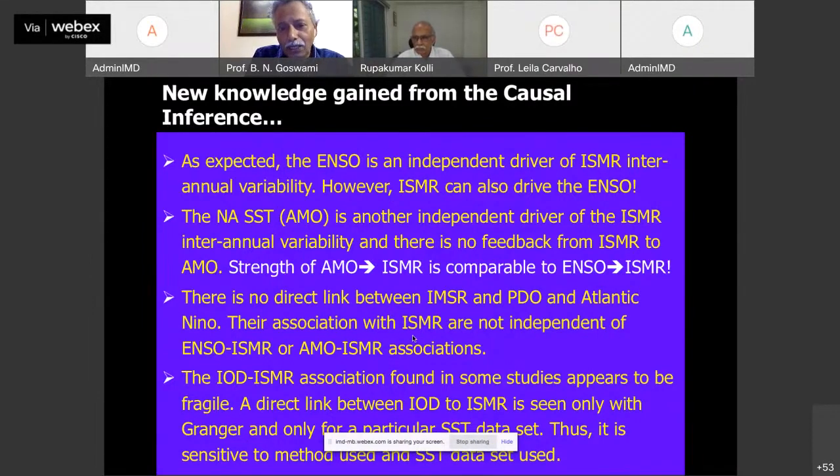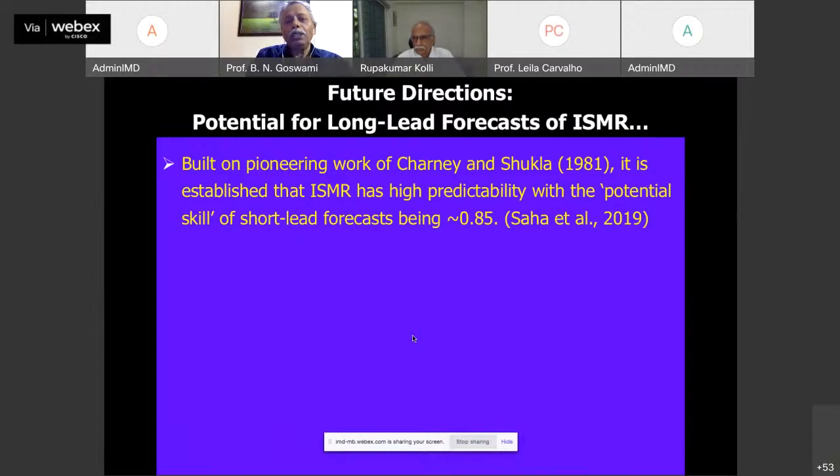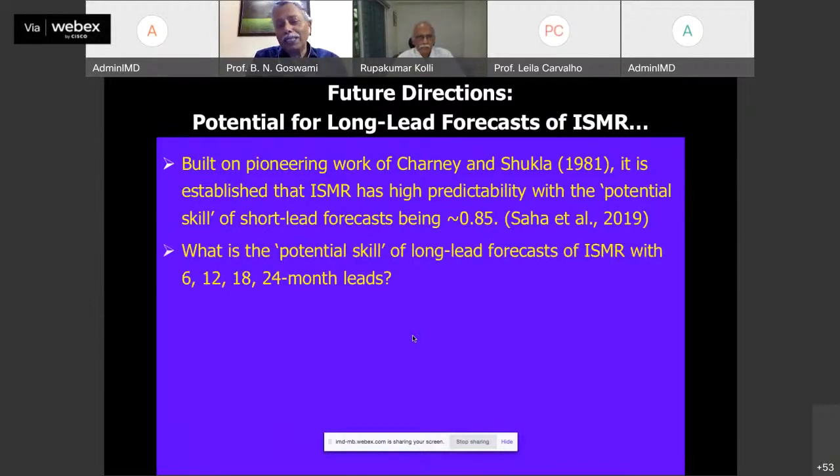And in addition to that, in terms of prediction, we need to look at potential skill at long lead prediction, because these indicate that there should be long lead predictability. But today there is no estimate of long lead predictability. And what is the prediction skill after 12 months or 24 months? We really don't have a handle on that.